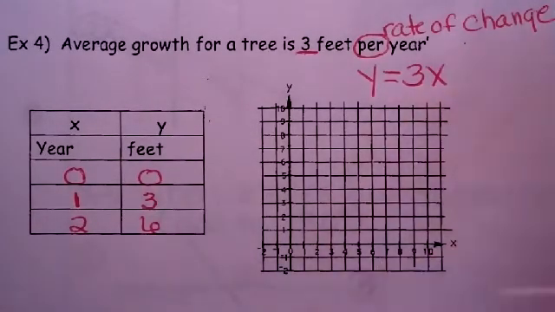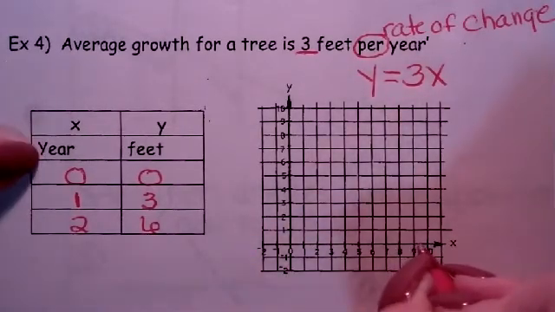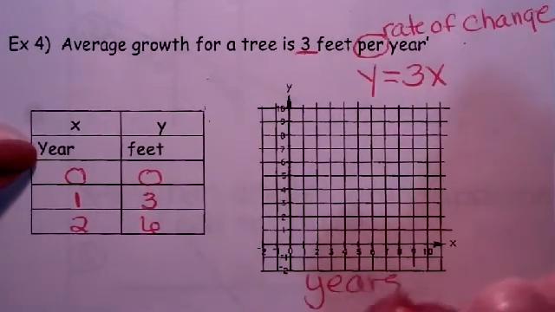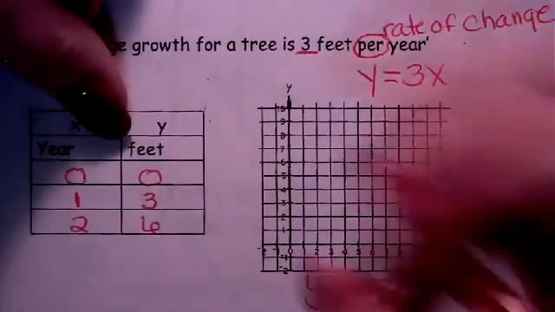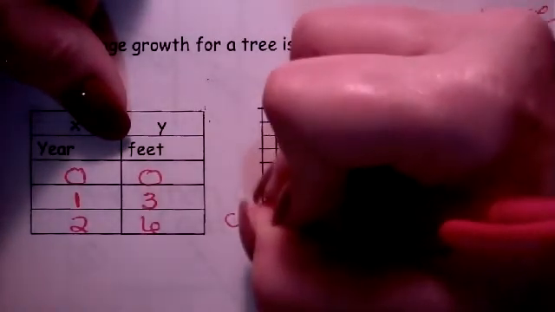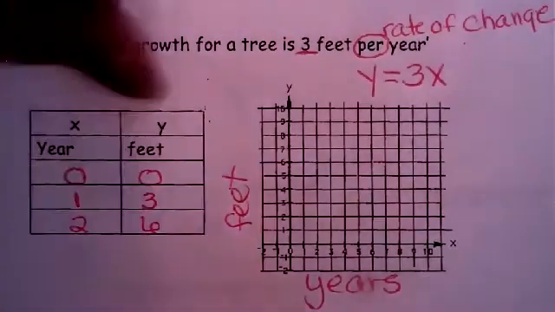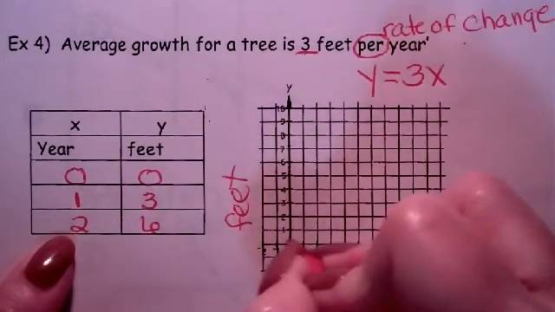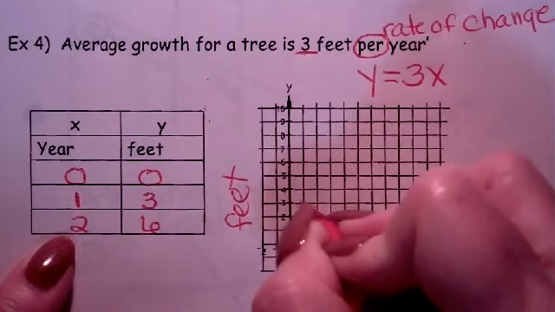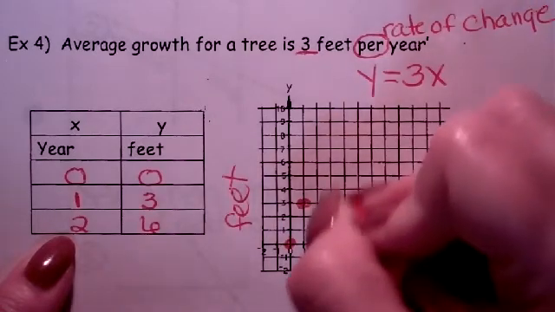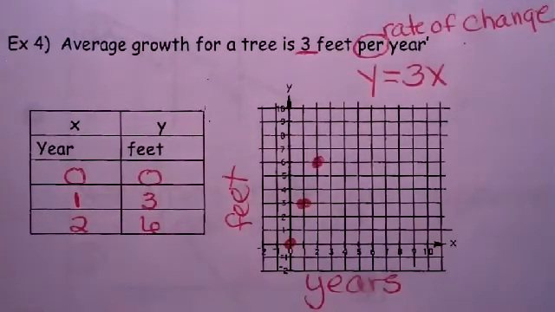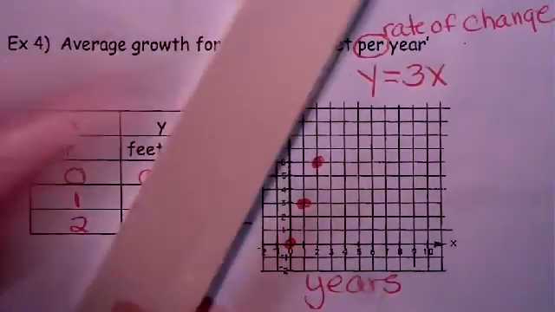Let's go ahead and do our labels before we forget it. The x-axis is going to be our years. The y-axis right here is going to be the feet. Okay, now can I graph my 3 ordered pairs? Absolutely. 0, 0, 1, 3, 2, 6.